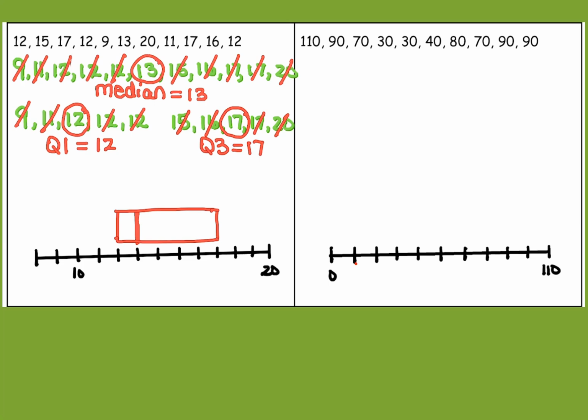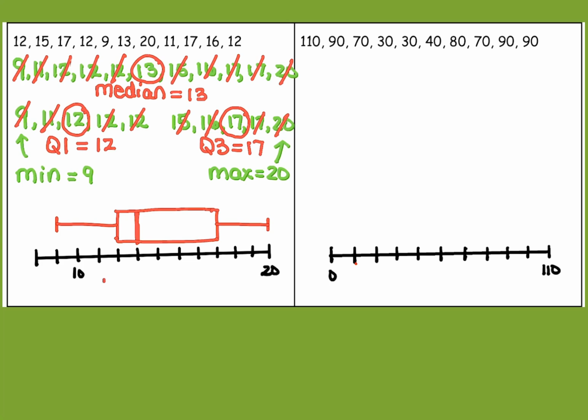Now, in order to find the whiskers, we need to know what the minimum value is, and that is the lowest number in our data set, which is 9. Next, we need to know our maximum value, which is the largest value in our data set, and that is 20. So now let's draw our whiskers. We have 9 and we have 20, and we're just going to attach that to our box, and voila, a box and whisker plot.